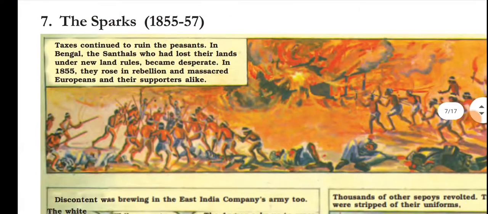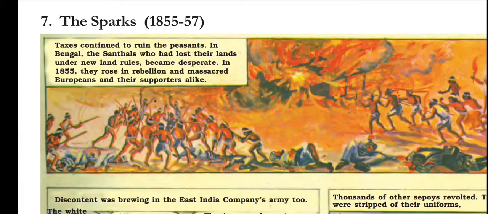And finally, the revolution, the sparks, 1855 to 57. Taxes continued to ruin the peasants. In Bengal, the Santals who had lost their lands under new land rules became desperate. In 1855, they rose in rebellion and massacred Europeans and their supporters alike. So you see, taxes continued to destroy the livelihood of the peasants. In Bengal, the Santals who lost their lands under the new land rules implemented by the British became angry, they revolted, and they killed the Europeans and their supporters as well in 1855.